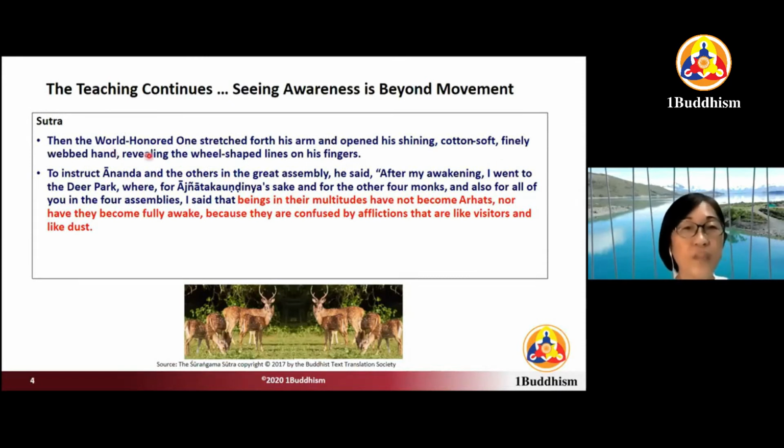Then the World-Honored One stretched forth his arm and opened his shining, cotton-soft, finely webbed hand, revealing the wheel-shaped lines on his fingers. To instruct Ananda and the others in the great assembly, he said, "After my awakening, I went to the Deer Park, where, for Ajnata Kaundinya's sake, and for the other 4 monks, and also for all of you in the 4 assemblies, I said that beings in their multitudes have not become arhats, nor have they become fully awake, because they are confused by afflictions that are like visitors and like dust."